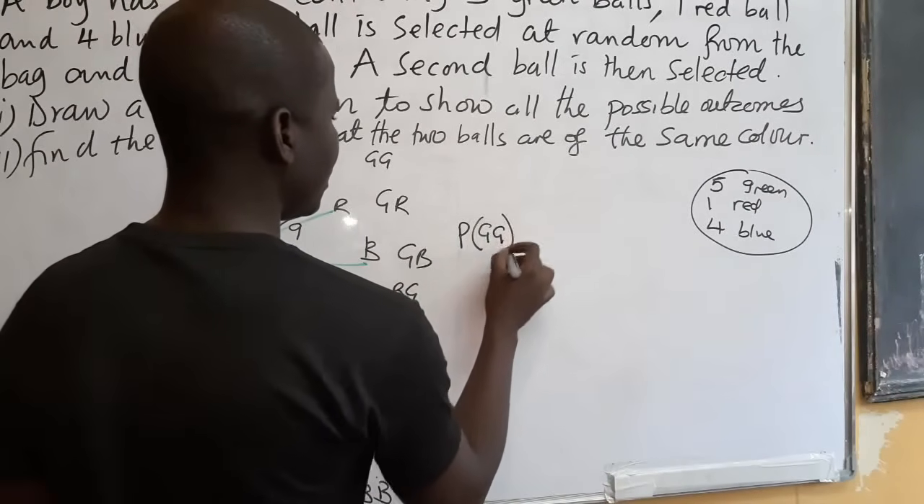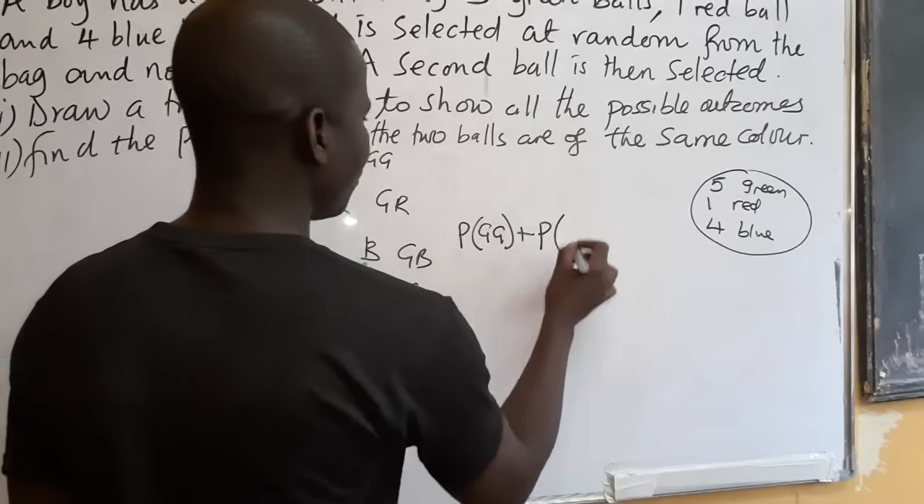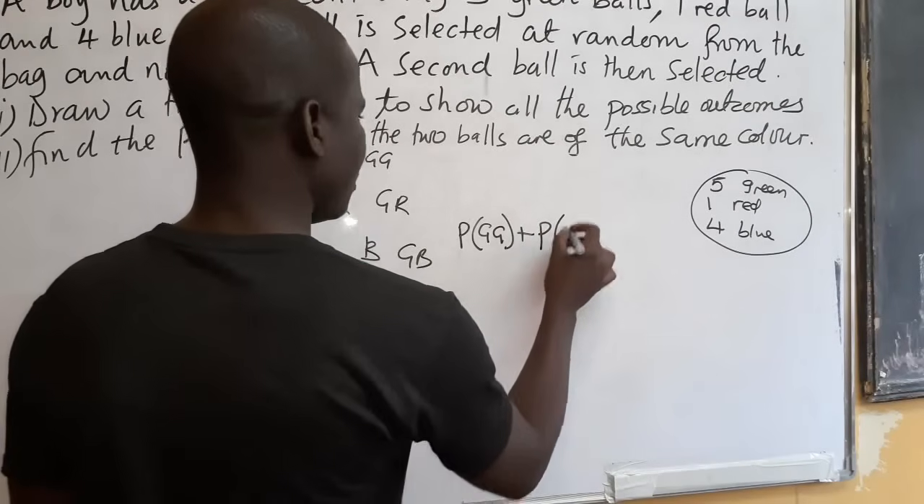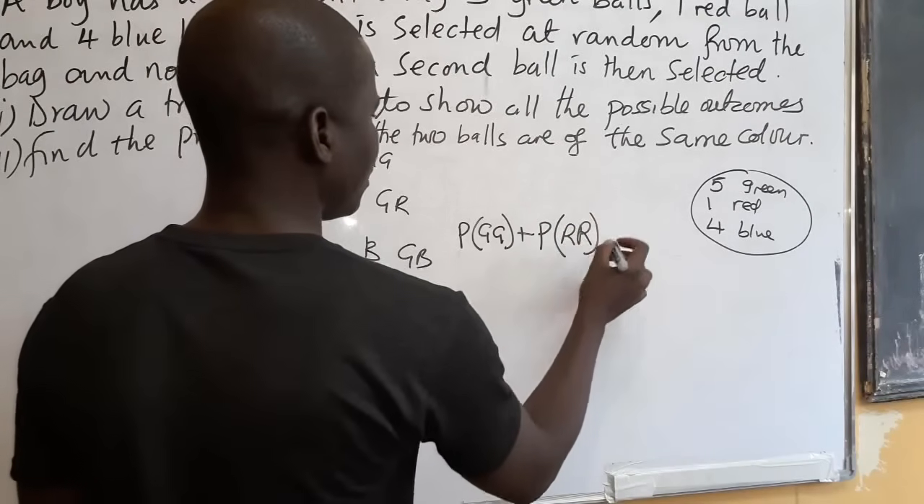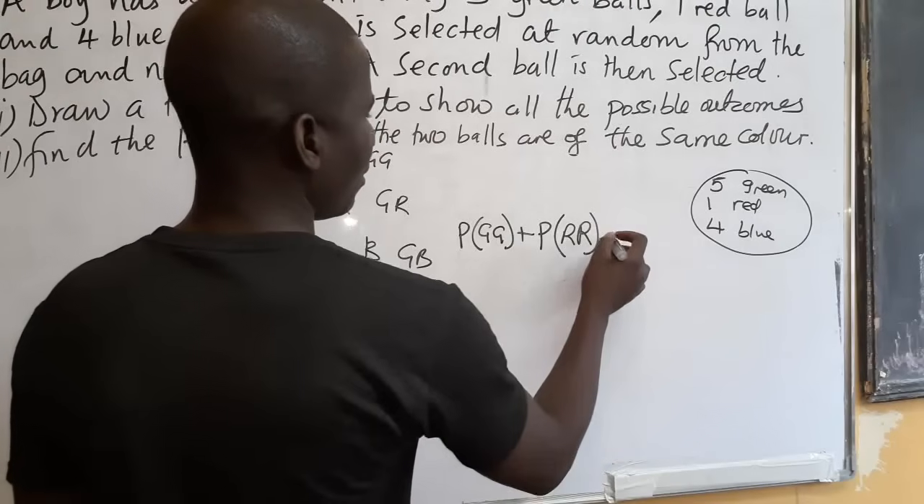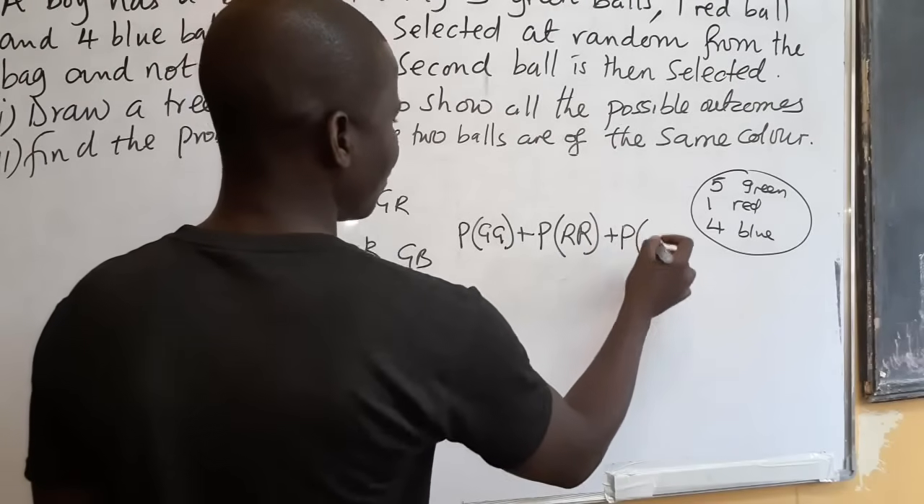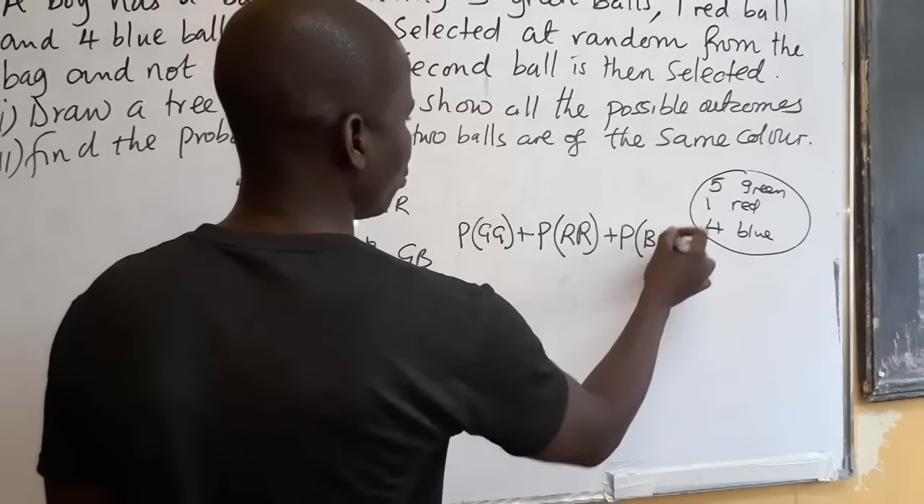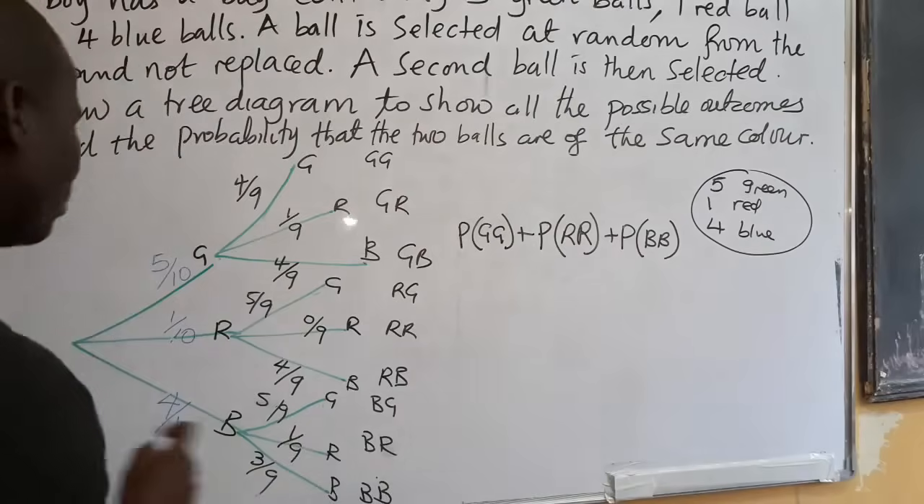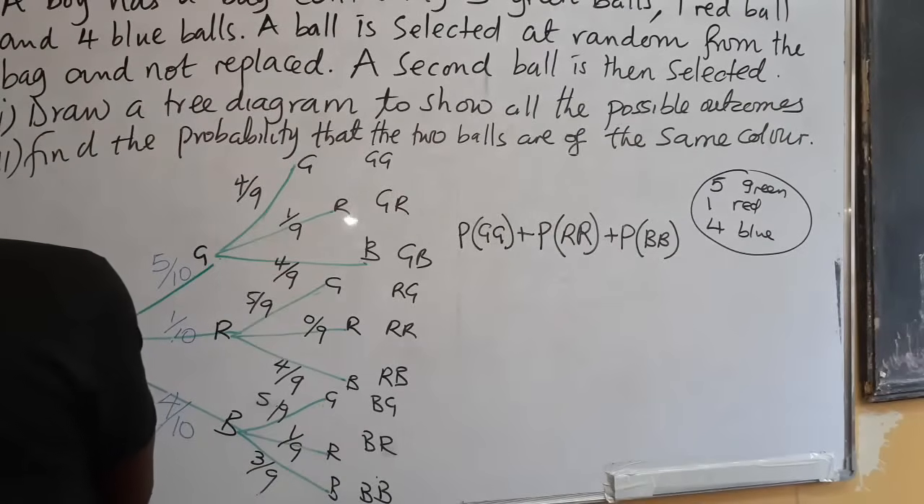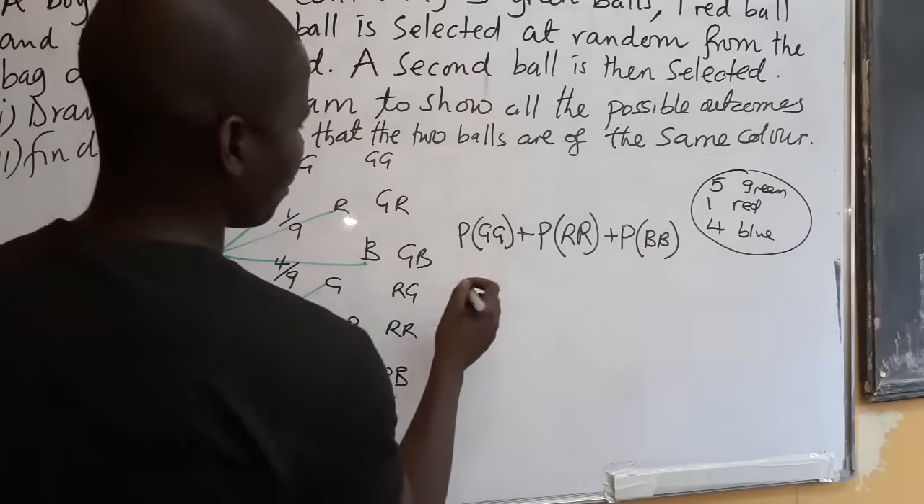Green plus the probability of us having what? Red. Okay? Plus the probability of us having what? Blue. Okay? That's what we're talking about there. So we can come to those colors now.